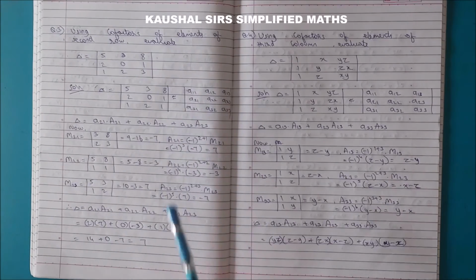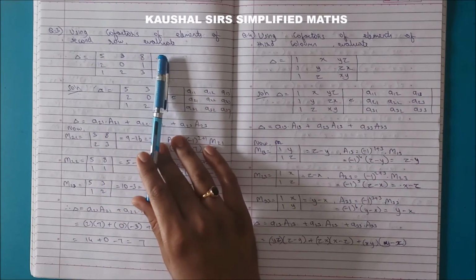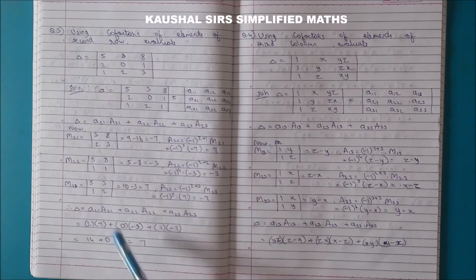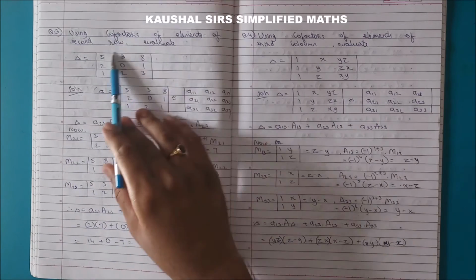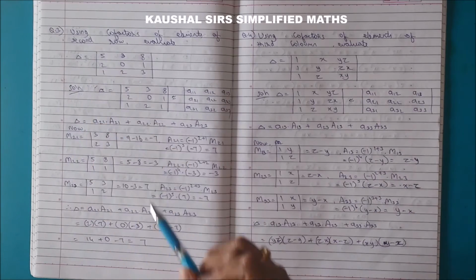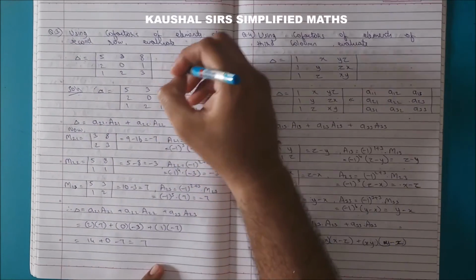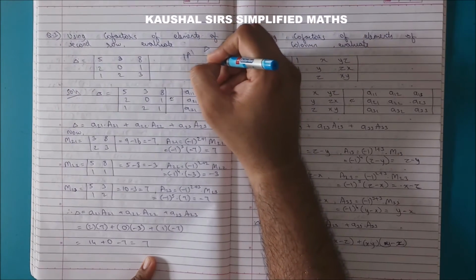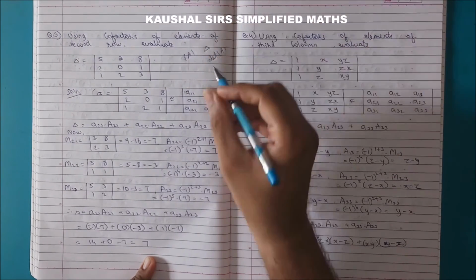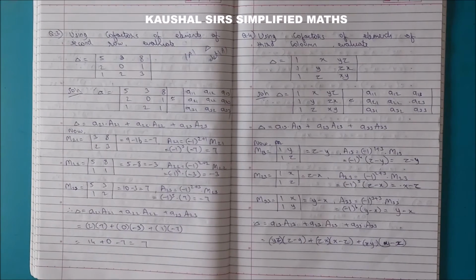Moving to question number 3. Now, using cofactors of the elements of the second row, evaluate delta. Now what is this delta, students? Delta is just another symbol for determinant. Okay, so there are 3 symbols of determinant: it is basically determinant of A, or you can say delta, or you can say det of A. All these symbols are for the determinant, one and the same thing.